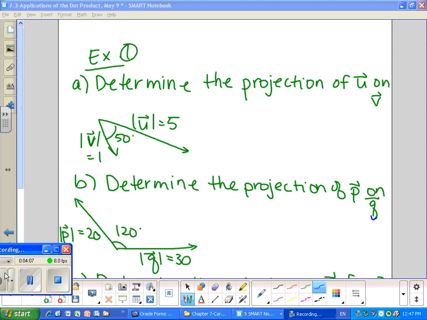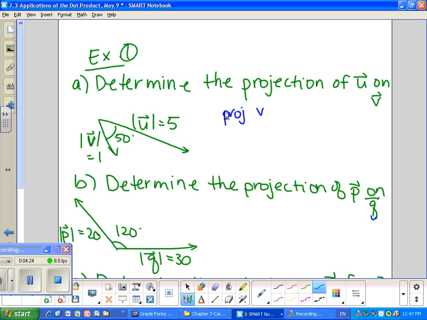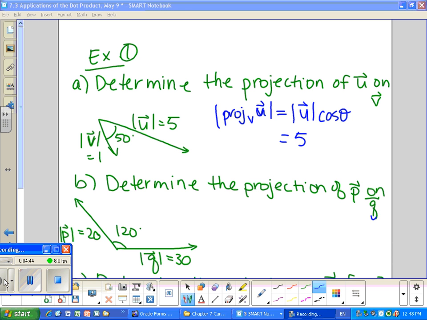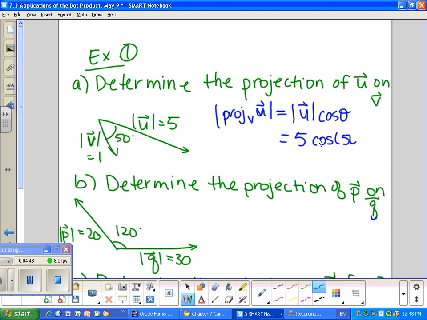All right, so in here we are given an angle. What is our angle? 50. Is that within which range, between 0 and 90 or 90 and 180? Okay, so we're going to use that formula then. If we're doing the projection of U onto V, this is the magnitude times cos theta, because our theta is between 0 and 90. Oh wait, sorry, hold on, that should be U. And so you have 5 times cos of 50. And what do you get?